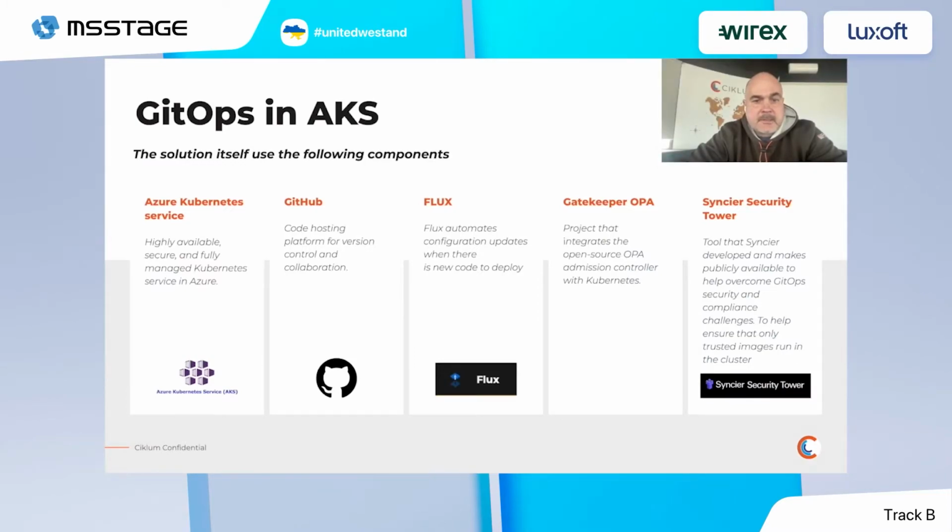GitOps in AKS consists of such things as AKS itself, Azure Kubernetes Service. I will not describe what AKS is. I will only say that it is the Azure version of Kubernetes. Then there is GitHub. It is a well-known solution that can store a codebase, like a distributed version control system. Flux is an operator that is responsible for observing repositories and applying changes. Flux gives such features.